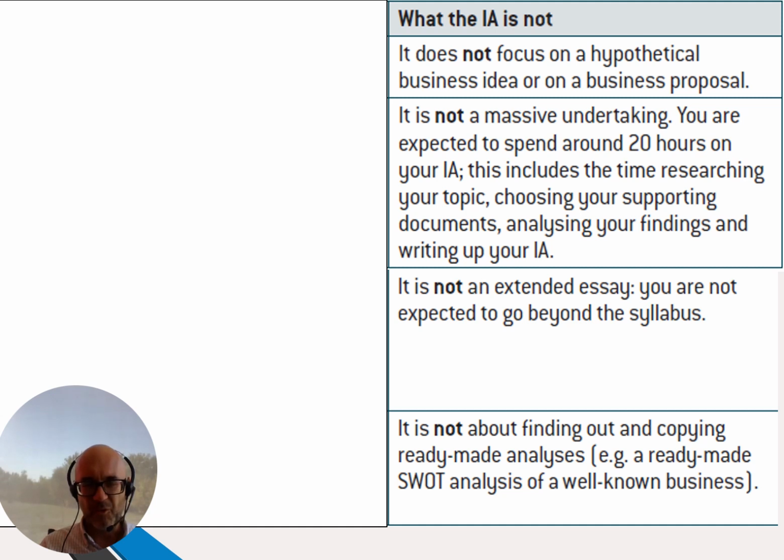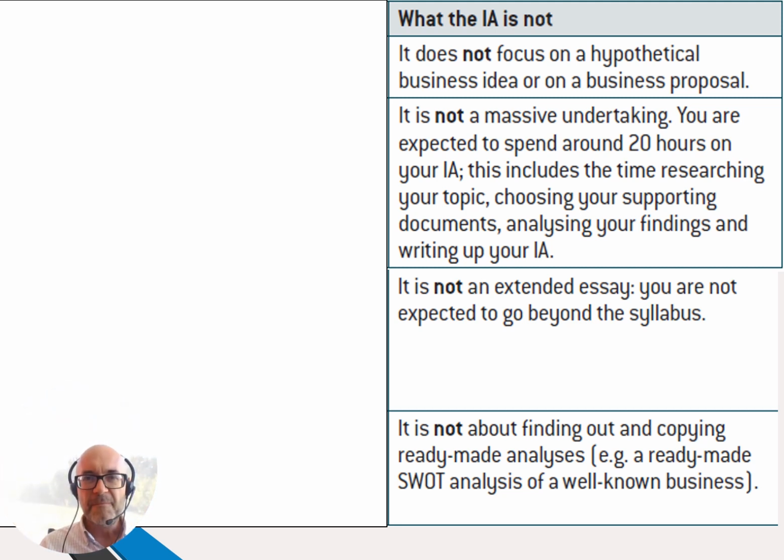And once more, I really stress the final point. It's not about finding marketing mix analysis, SWOT analysis, Ansoff matrix ready-made on the internet. We all know how easy it is to find all this on the internet. We all know how easy it is to ask ChatGPT or Bard to give us the SWOT analysis of Starbucks. But this assignment is not about that.